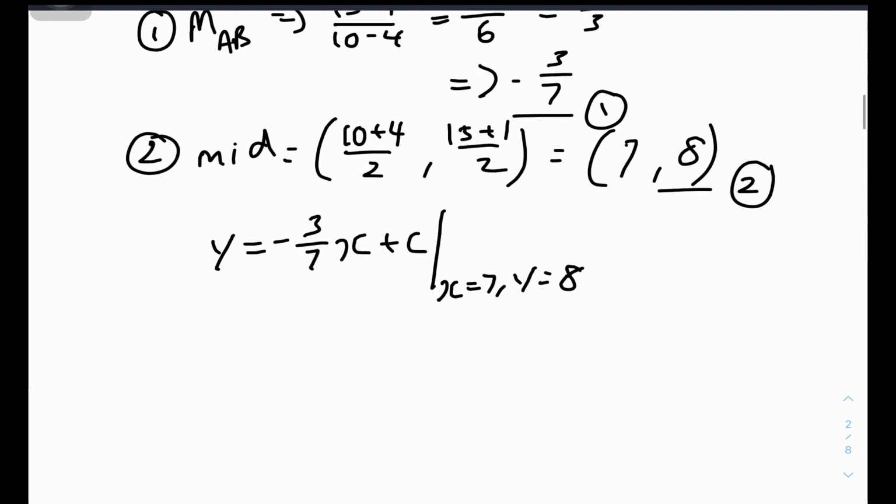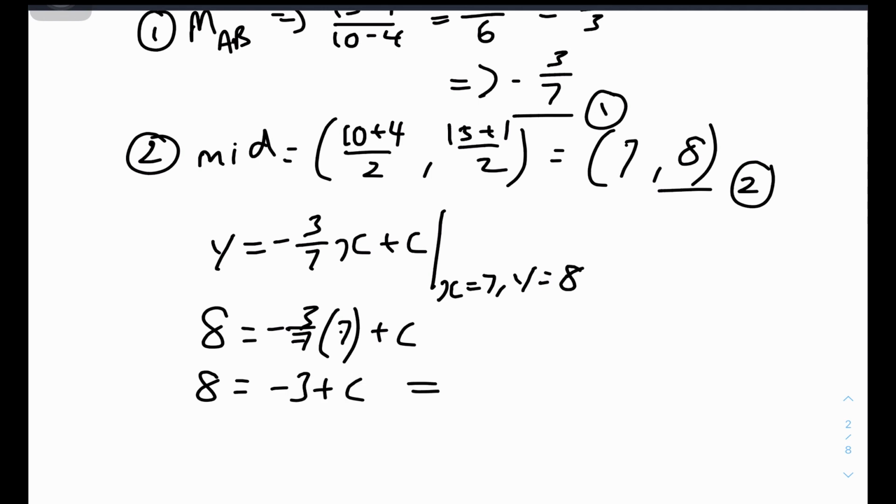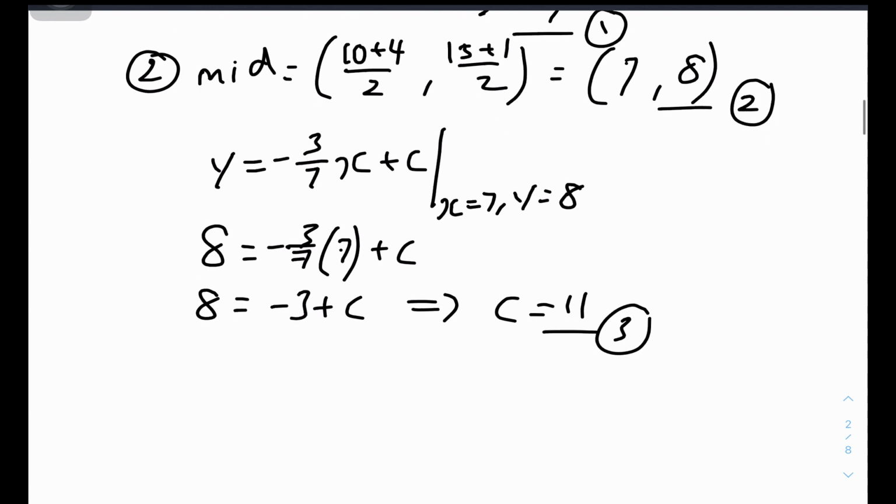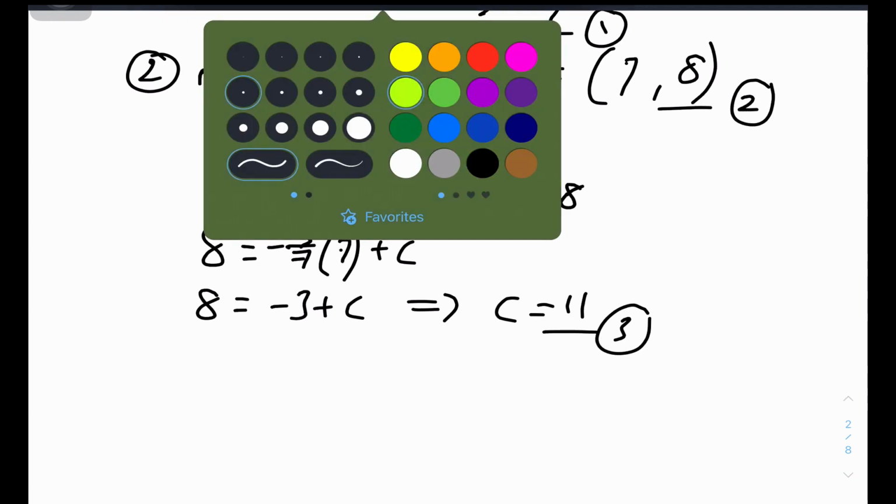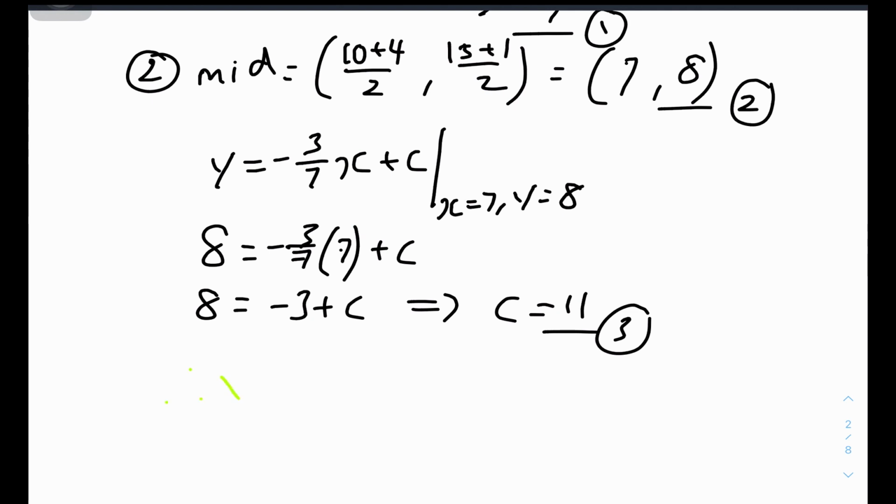So it will be 8 equals minus 3 over 7 times 7 plus c. The 7s cancel out to get 8 equals minus 3 plus c, and therefore c equals 8 plus 3, which is 11. That's number 3. Combine all of these together to get, therefore, y equals minus 3 over 7 x plus 11. And that's the final answer.